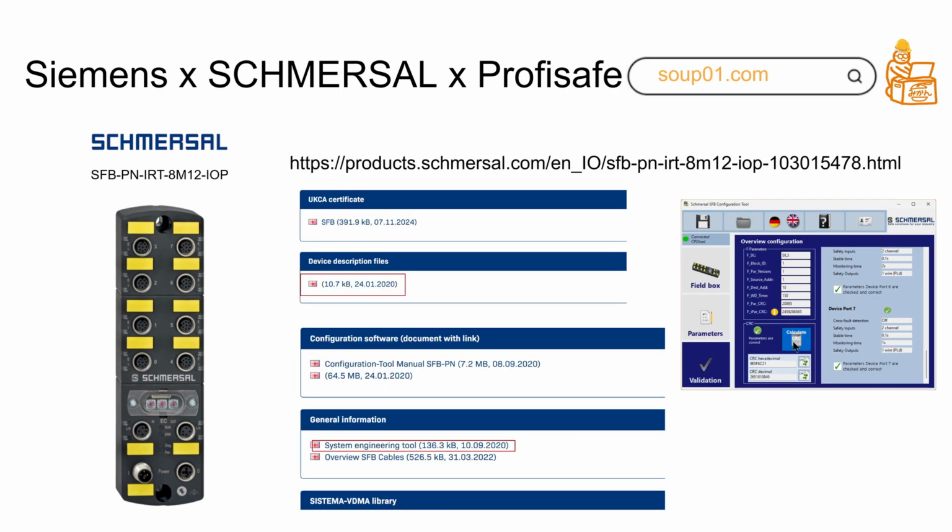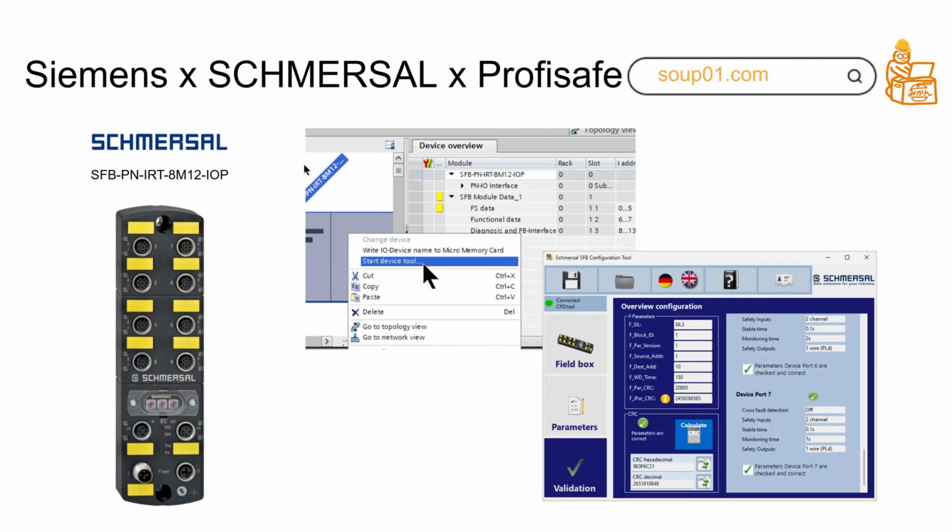Because we are using Profinet or Profisafe, we need to download the GSDML file from their website. So please go to Schmersal's website. You need to download the GSDML file and also the configuration tool. You need to use this tool to calculate the CRC of your parameters. Here is an example: once you install the device tool, you can go to the importer, right click, and then start the device tool. Then you can calculate your CRC, and then you need to paste it back into your configuration.